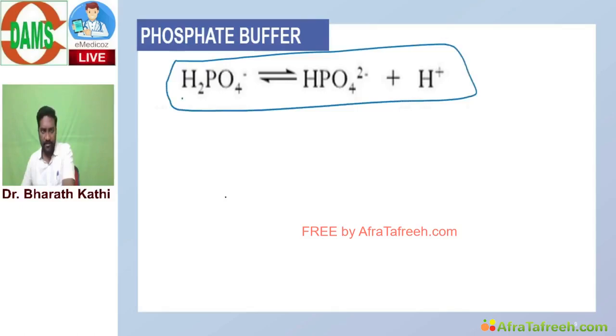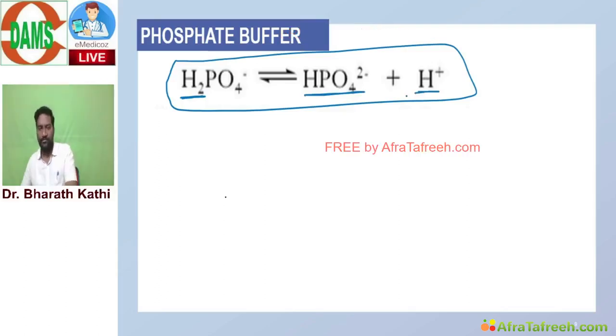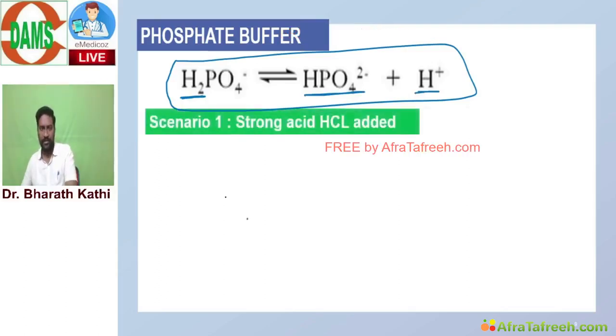Dihydrogen phosphate, this is two hydrogens. Dihydrogen phosphate gives rise to monohydrogen phosphate plus H plus. This is how phosphate buffer is going to act. Let us see a few scenarios.